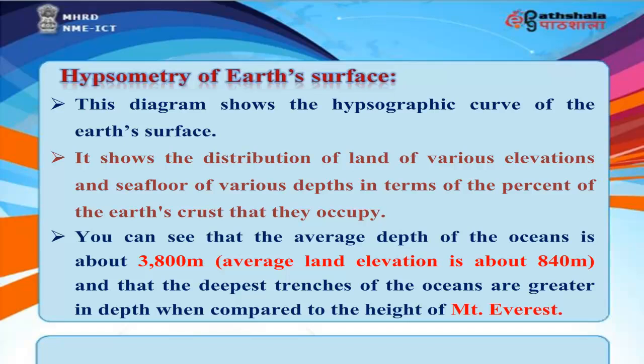Hypsometry of Earth's surface. This diagram shows the hypsographic curve of the Earth's surface. It shows the distribution of land of various elevations and seafloor of various depths in terms of the percent of the Earth's crust that they occupy. You can see that the average depth of the oceans is about 3,800 meters, average land elevation is about 840 meters, and that the deepest trenches of the oceans are greater in depth when compared to the height of Mount Everest.